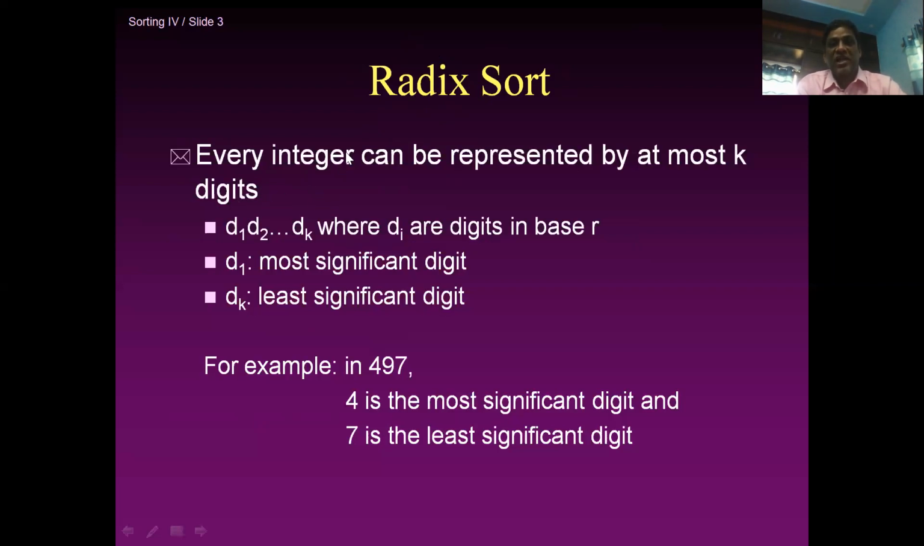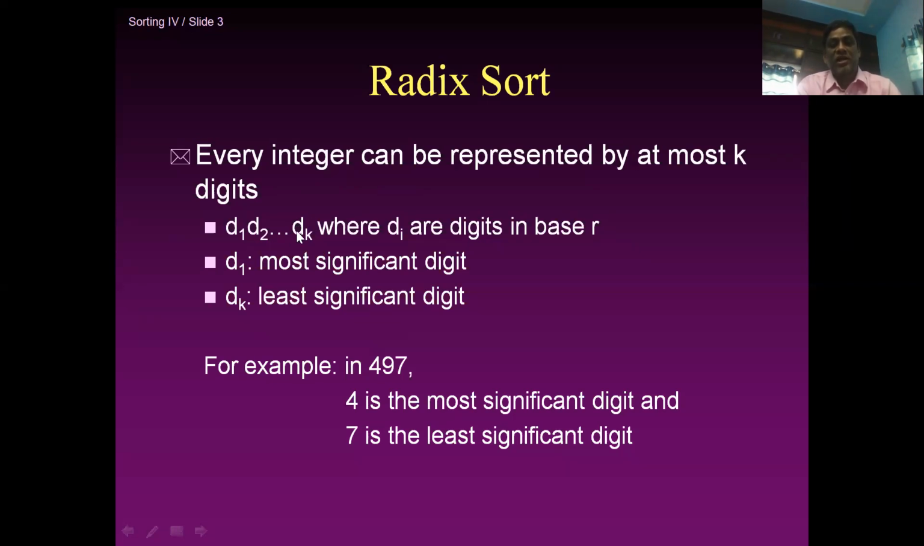Suppose you consider any integer which we want to store into a sorting order. An integer can be viewed like this: a collection of digits, d1, d2, and so on, dk. Let us say there are k digits in a particular integer. In that, we treat d1 as the most significant digit, that means its positional value is high, and dk is the least significant digit, that means its positional value is least.